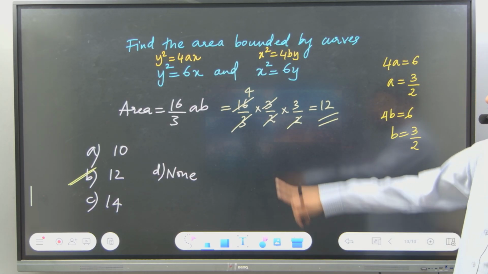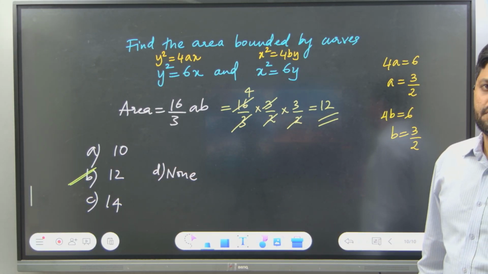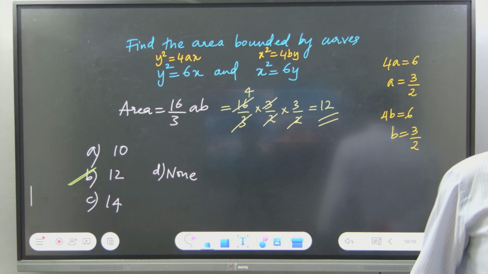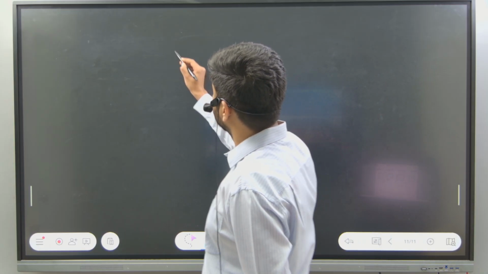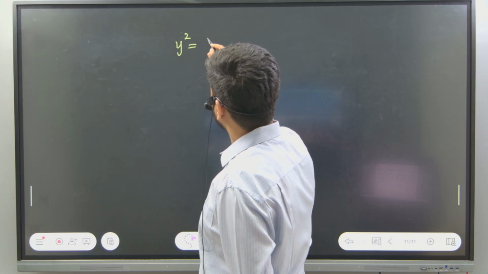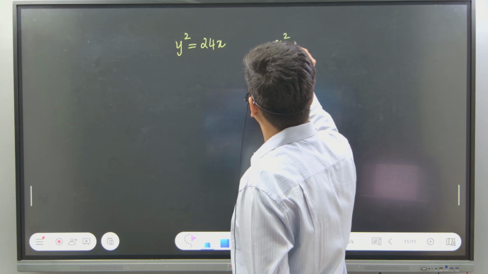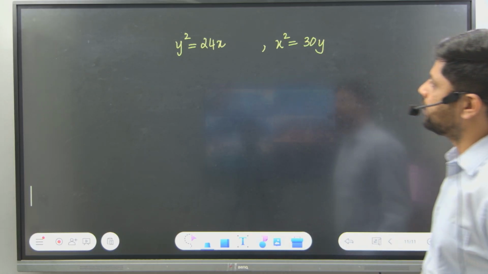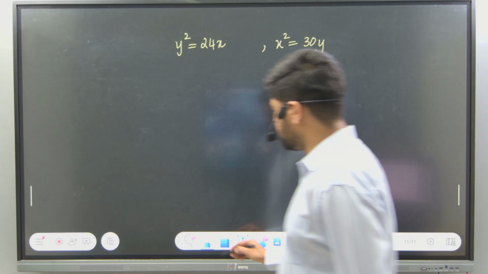Find the area. Should I go to the next type or do you want one more problem? Next type or one more problem? One more problem. Say you have y square is equal to 24x and x square is equal to 30y. Find out the area between these two parabolas.